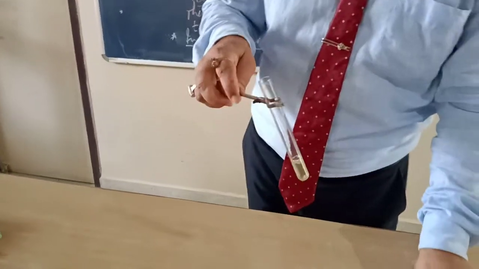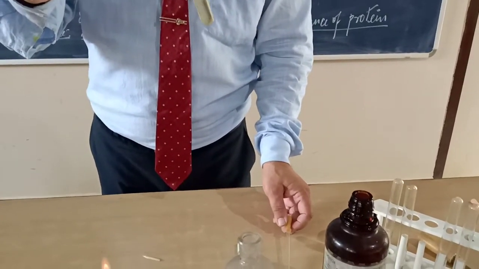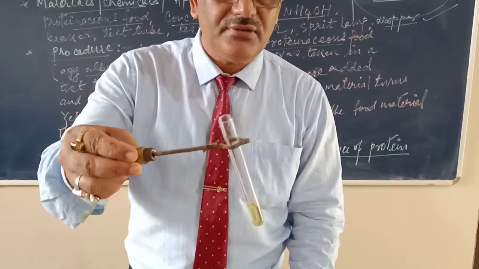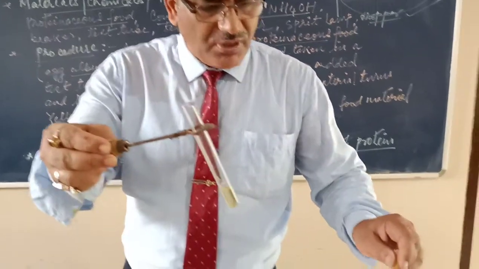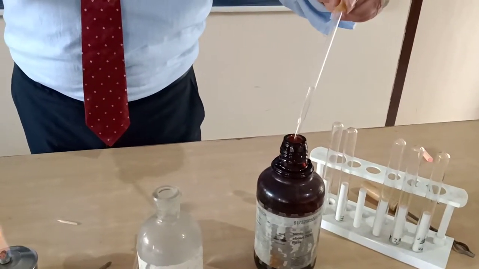Now, first of all, which chemical do we have to add? We have to put it into this material. This is the proteinaceous material, the foodstuff given to you. You have to check whether this contains protein or not. So first of all, we add 5 to 6 drops of conc HNO3.